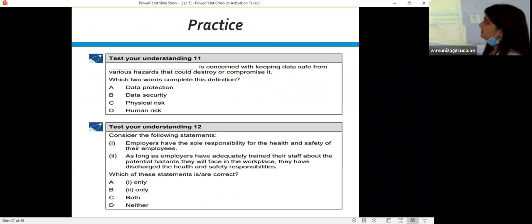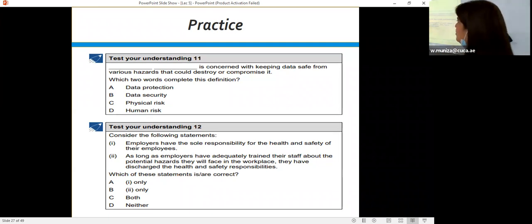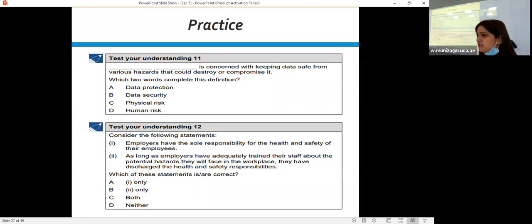So here, which term fits? Data protection is concerned with keeping data safe from various hazards that could destroy or compromise it. Then true or false? Consider the following statements. Employers have the sole responsibility for the health and safety of their employees. Is it true? Does the employer have the sole responsibility to protect the employees? No. Both parties have the responsibility to create safe means. So this one is wrong.